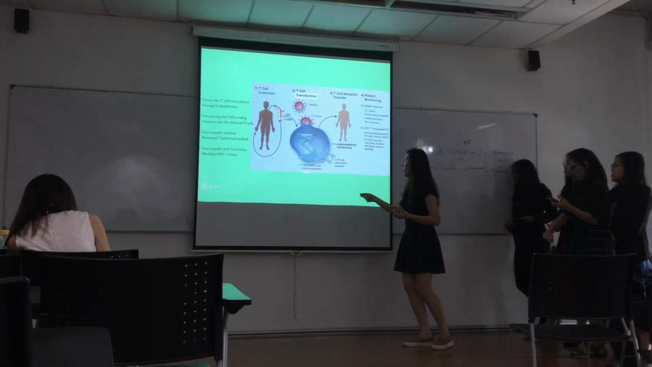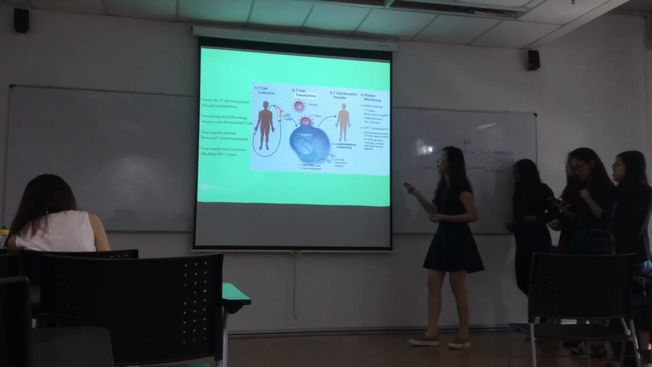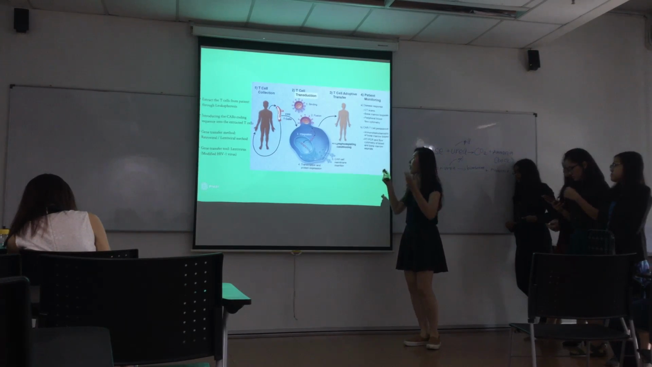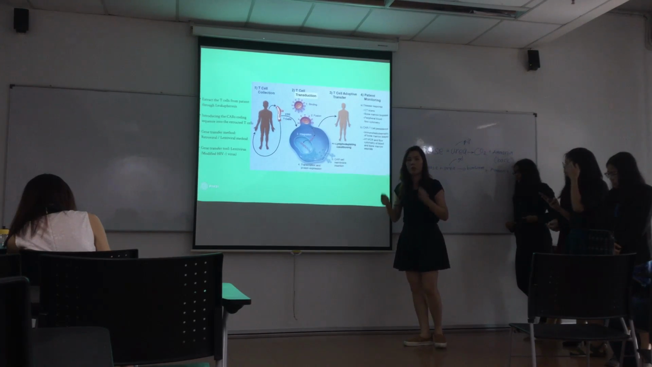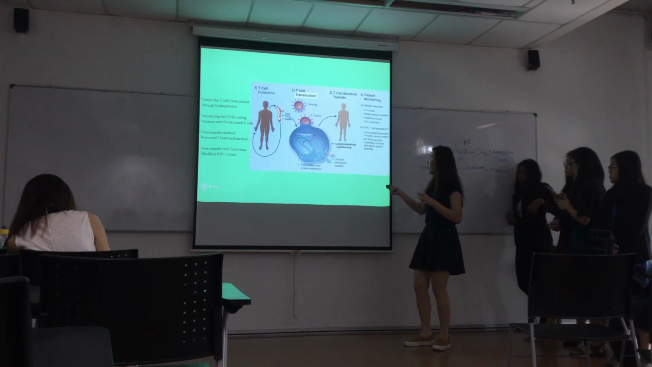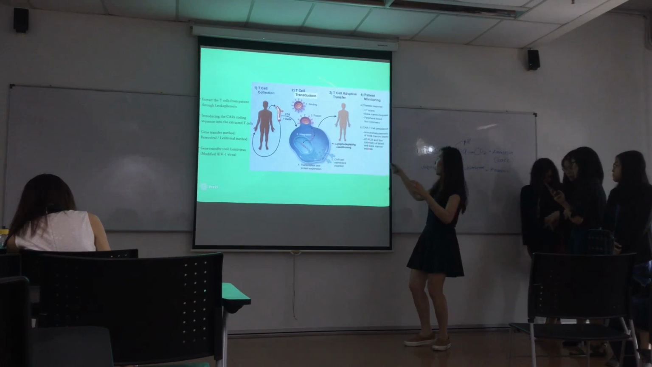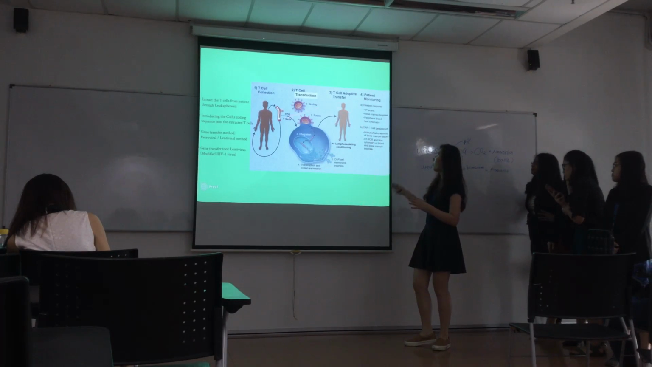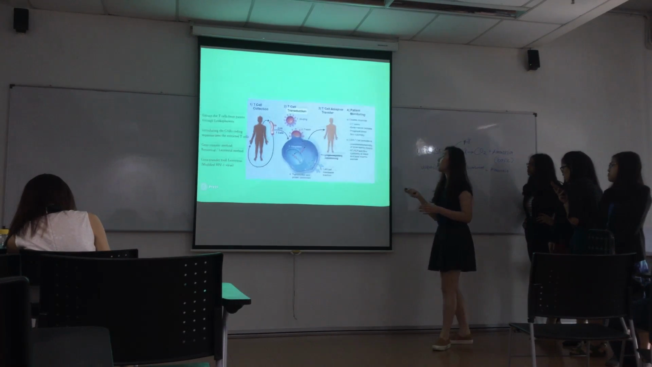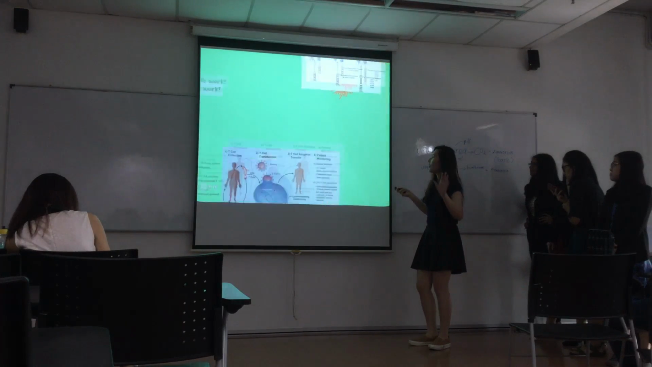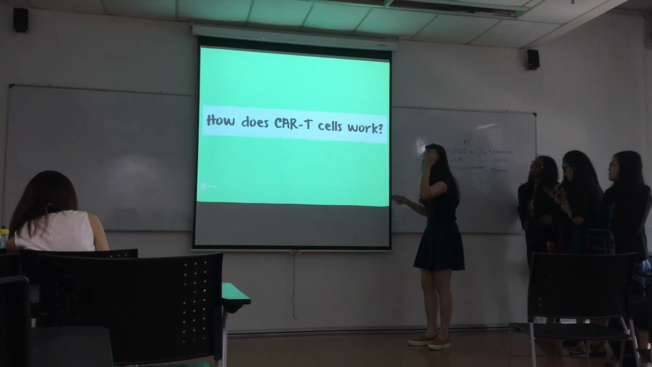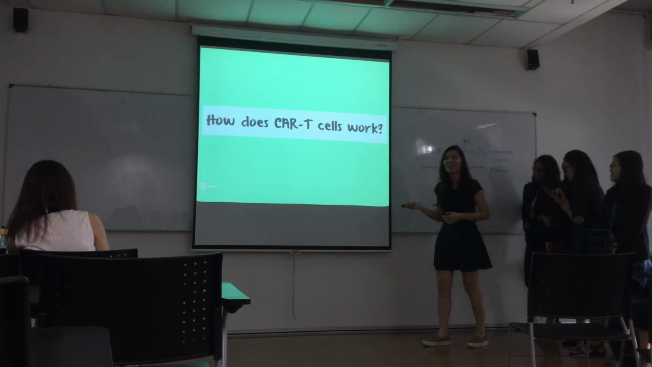The DNA sequence of the CAR will integrate itself into the genome of the T cell and undergo transcription, and through the transcription process, a complete chimeric antigen receptor will form, and then it will insert itself in the cell membrane of the T cell. So now a complete, successful CAR T cell is formed.